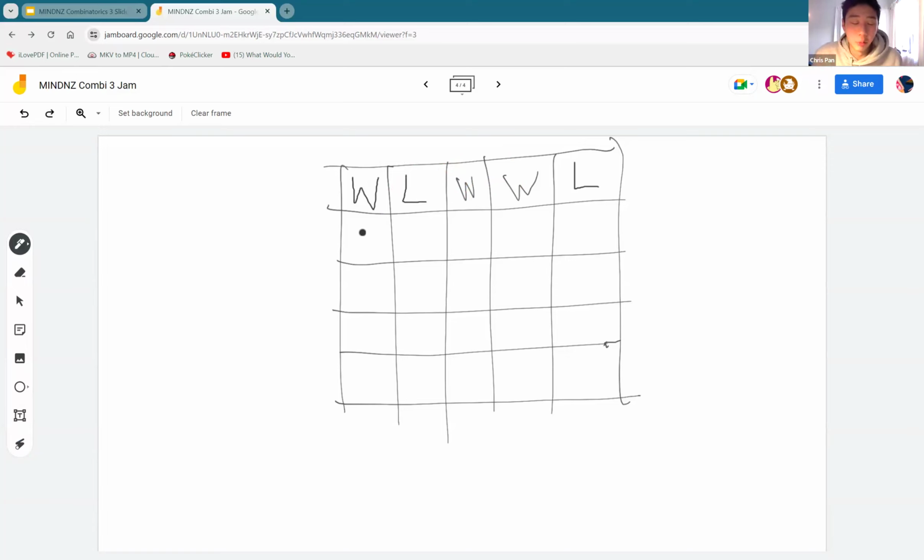Okay, now let's look at the row underneath. Do you guys want to try and fill out this row down here? I'll give you guys a bit of time to think about what the win-loss states of the second row must be.